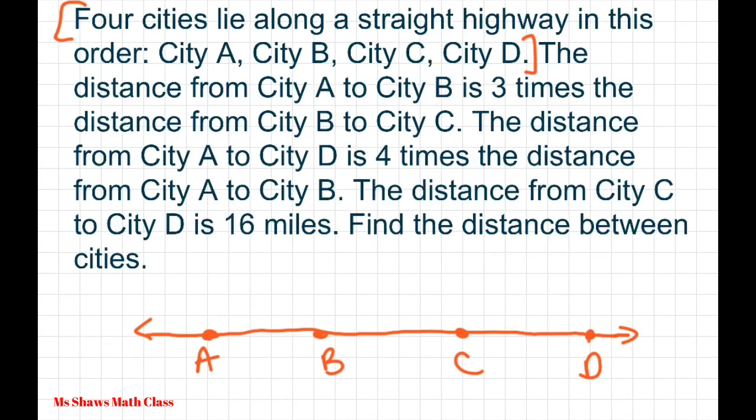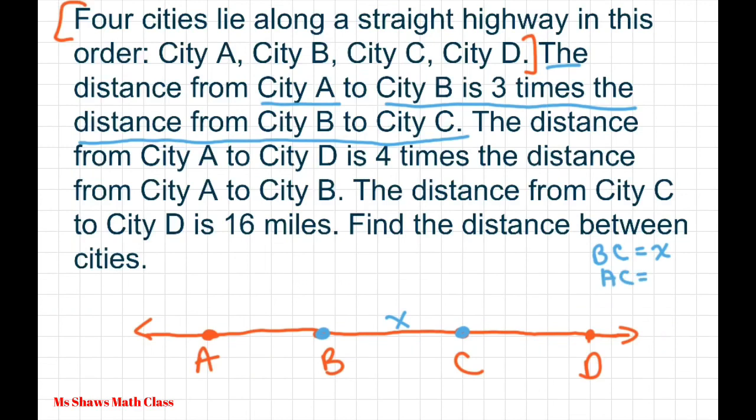So we did that. The distance from City A to City B is 3 times the distance from City B to City C. So this is where some students get confused. So if it's 3 times the distance, we're going to let the distance from City B to City C equal X. So that would be X right there. And so the distance from City A to City B is 3 times that. So A to B is 3 times that distance. So you just write it like you hear it, 3 times X.